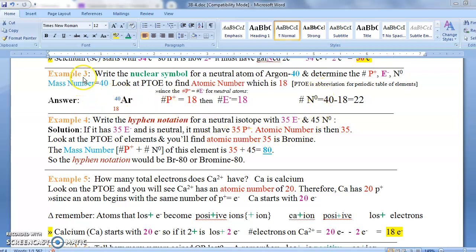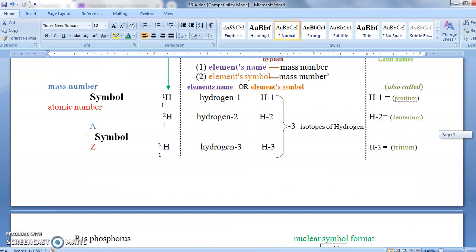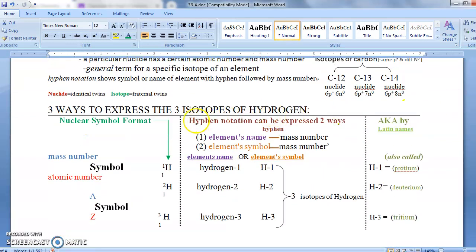In our last video, we finished with example 3. So we will now pick up with example 4. Example 4 is asking us to write the hyphen notation for a neutral isotope. Got to know what hyphen notation is to do this. Remember, there's different ways to express isotopes of an element.